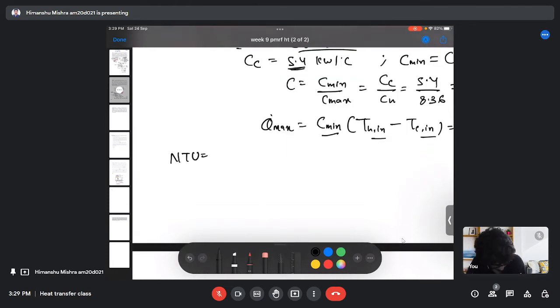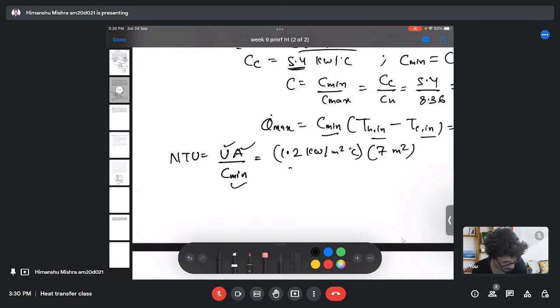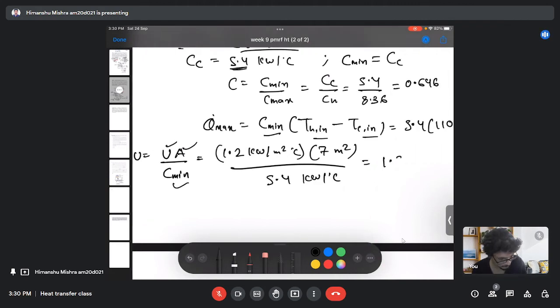So NTU can be, so we know this formula for NTU. We have given the overall heat transfer coefficient, we have given the area, and we already found out the heat capacity of the cold fluid, which is the minimum heat capacity. My area is 7 meter square, and this is my heat capacity of the cold fluid. So on solving this, my NTU will be 1.556.